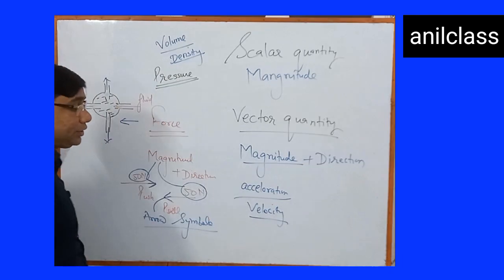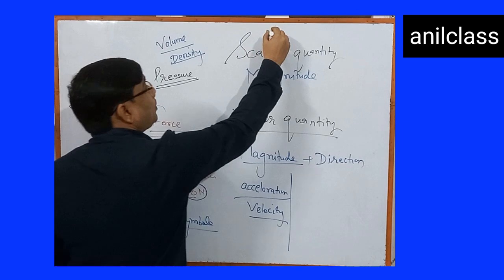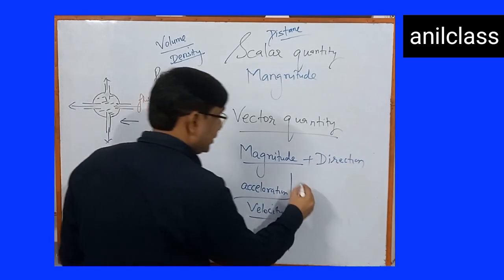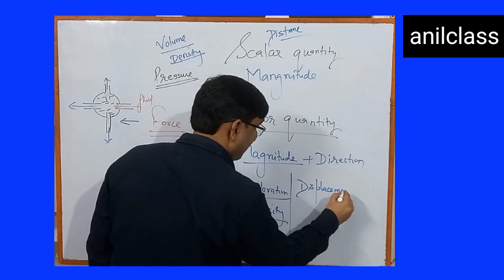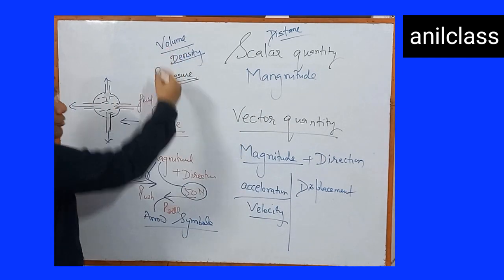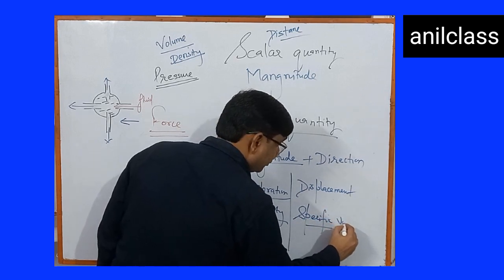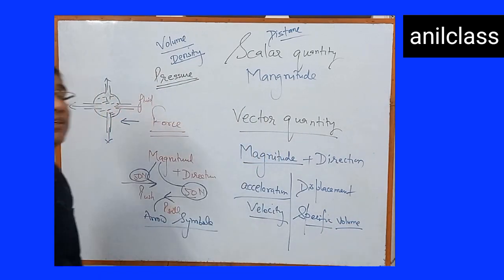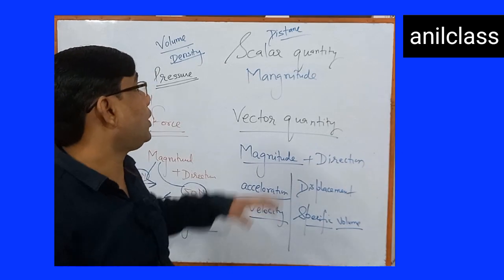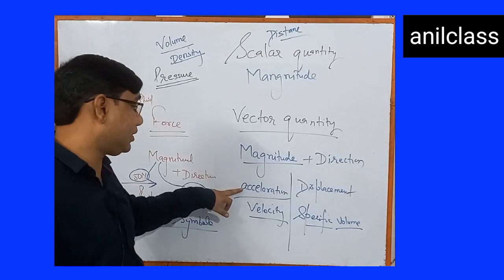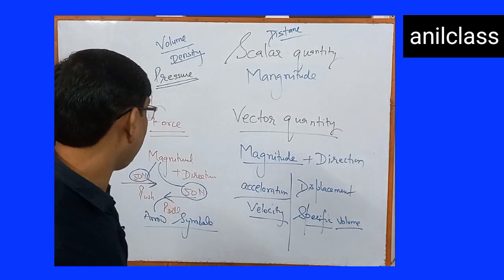Velocity needs magnitude and direction, and displacement too, but distance is a scalar quantity, and also specific volume, not mass, is a vector quantity. So the quantities that need only magnitude are scalar quantities, and those that need magnitude plus direction are vector quantities, like acceleration, velocity, displacement, specific volume. Force is also a good example of a vector quantity.